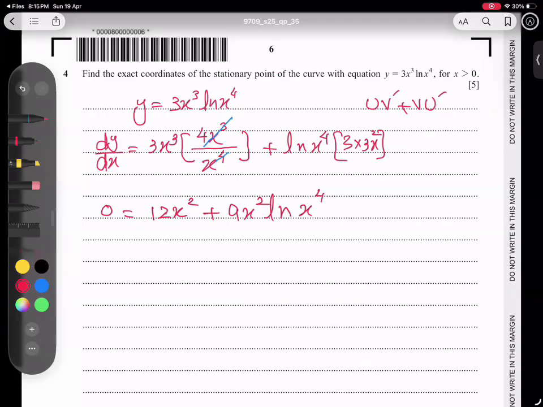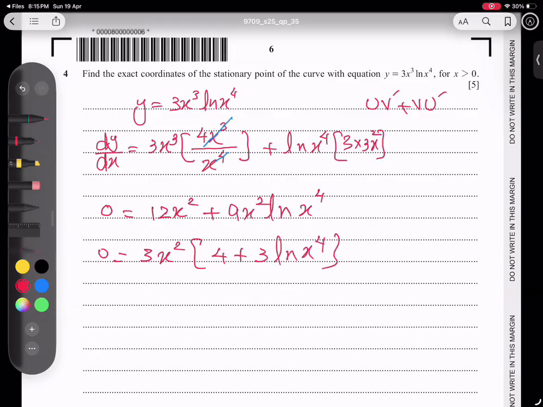What is common from both? Don't consider this x to the power 4. This is inside the logarithm. So here x squared is common, and 9 and 12. I can take 3x to the power 2 common, 3 times something is 12, and that is a 4. And 3 times 3 is 9. I think all people are understanding up till now.